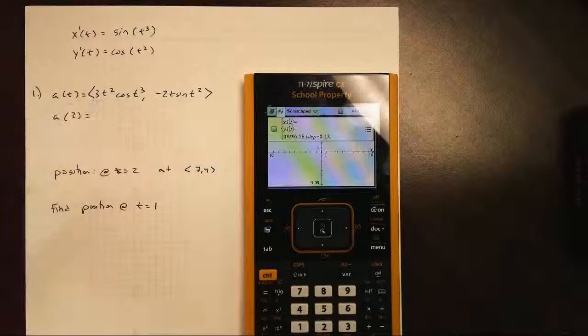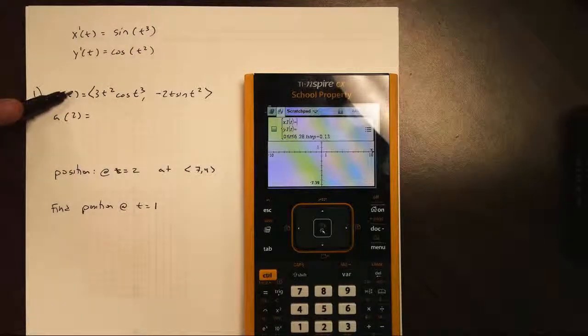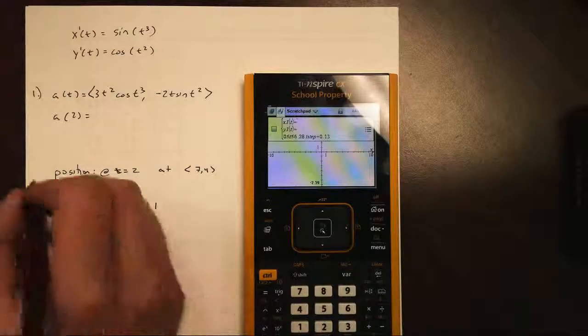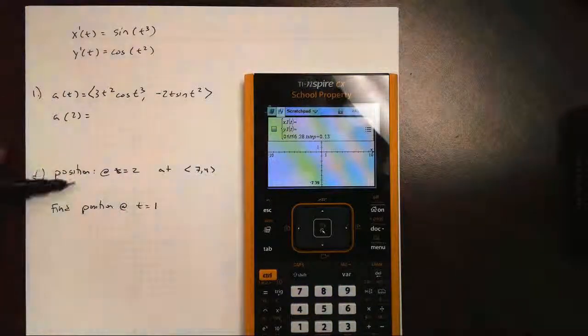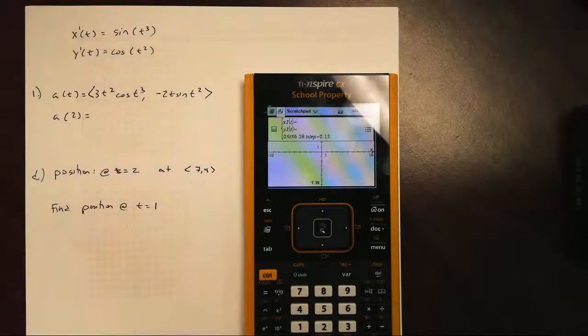Now again, this is from the last question, so I'm going to graph my derivative here. And if you notice, I'm looking for the acceleration like we did before. And on part D, on the last part, we're going to look for the position at part 1. So we're looking at a derivative and an antiderivative here.